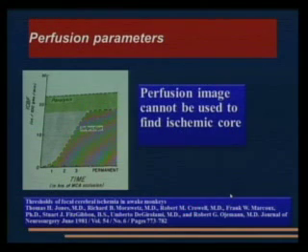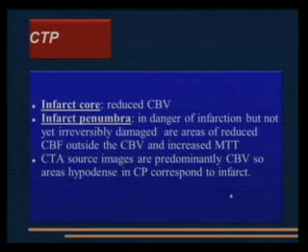So the perfusion image theoretically cannot be used to find the ischemic score. You see that you have infarction, or you have the paralysis that is recoverable, and they have the same amount of cerebral blood flow decay. So in the infarct core, there is a reduced blood volume. The infarct penumbra has increased mean transit time.